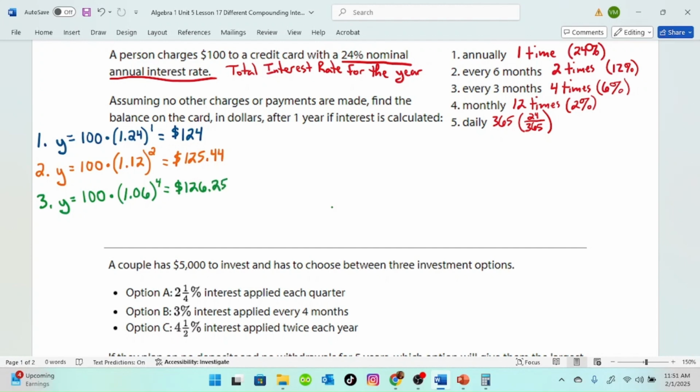And now notice, the credit card company is allowed to claim that it's still just a 24% nominal annual interest rate, but by charging you interest 4 times per year instead of 1 time per year, they have now made an extra $2.25 off of you.